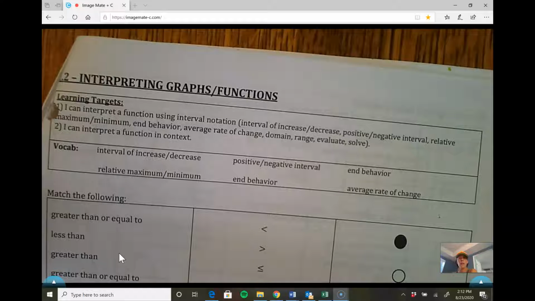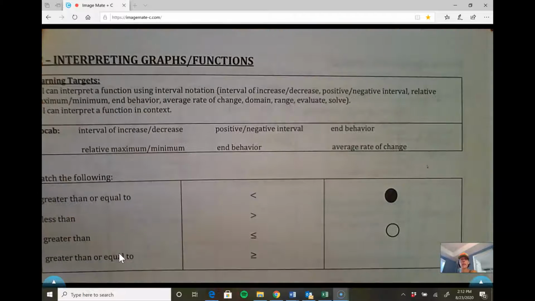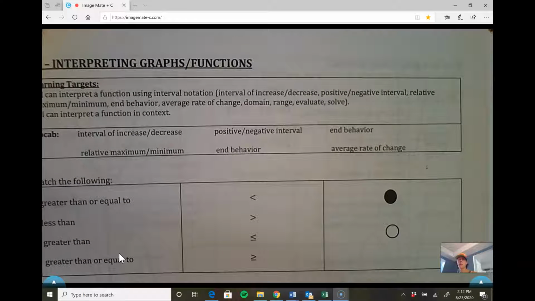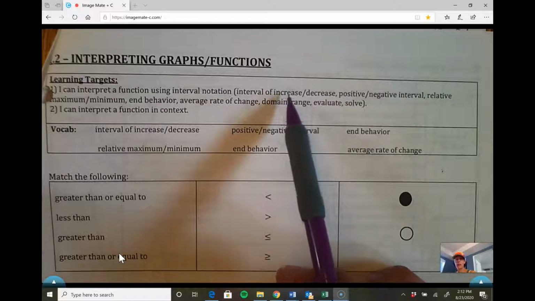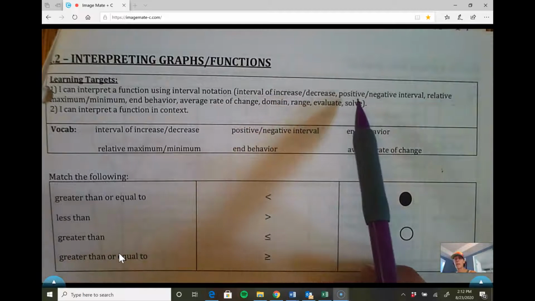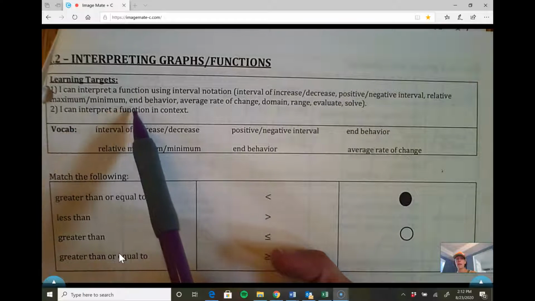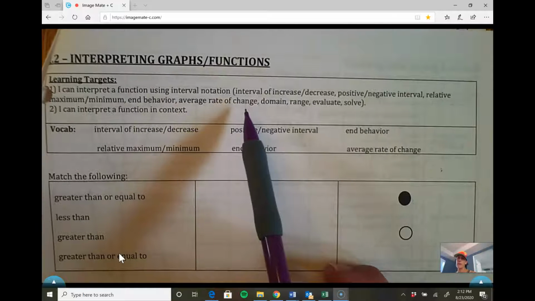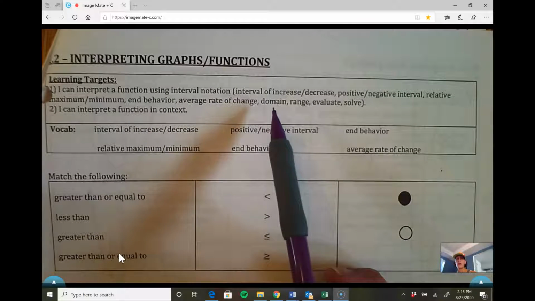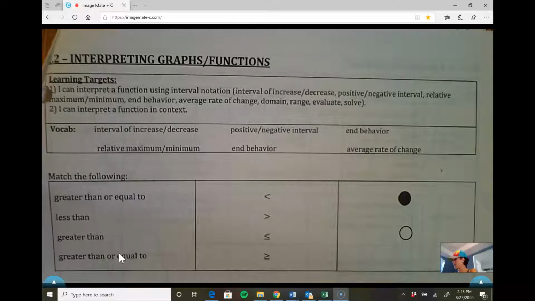So we're going to be learning about interval notation, which we did talk about in class when we talked about the temperature in the Sahara Desert. And we're going to learn how you describe a graph through increasing, decreasing, positive, and negative. There's the relative max and min. We're going to talk about something called end behavior. Average rate of change, which you are familiar with, is just another word for slope. Domain, range, evaluate, solve, and we've already talked a little bit about evaluating and solving.